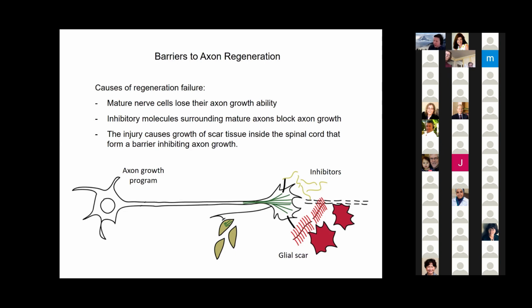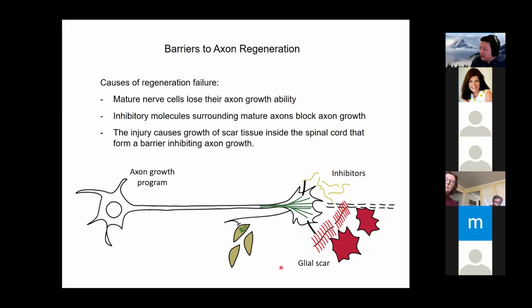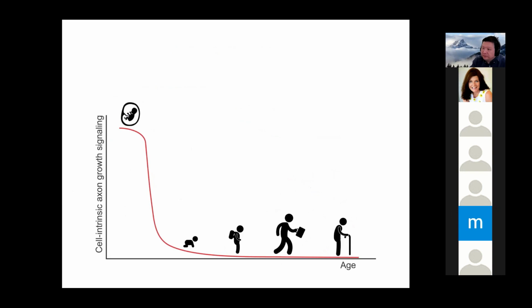To reconnect severed spinal cord nerves, we need to remove the glial scar or reroute axons around the scar barriers. And we just need this done.